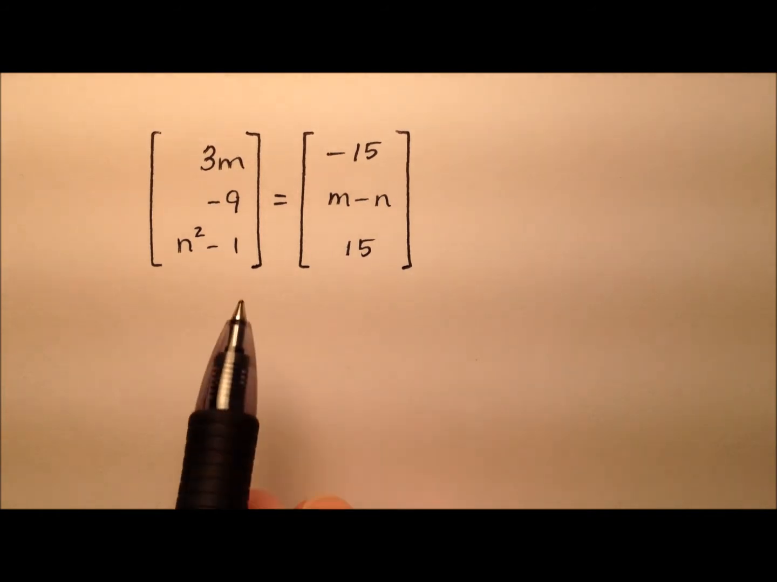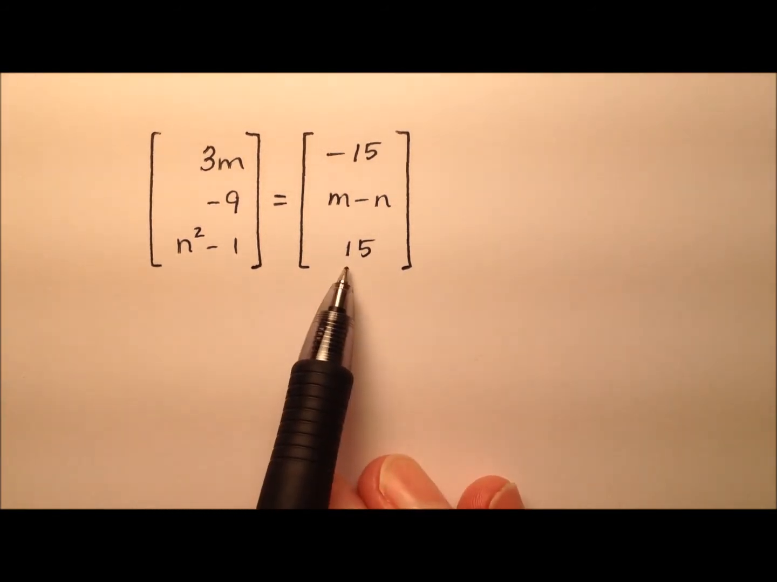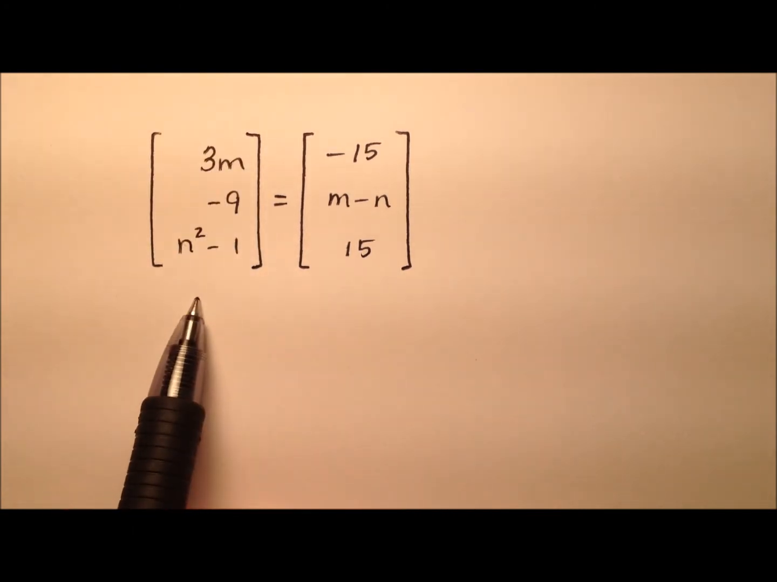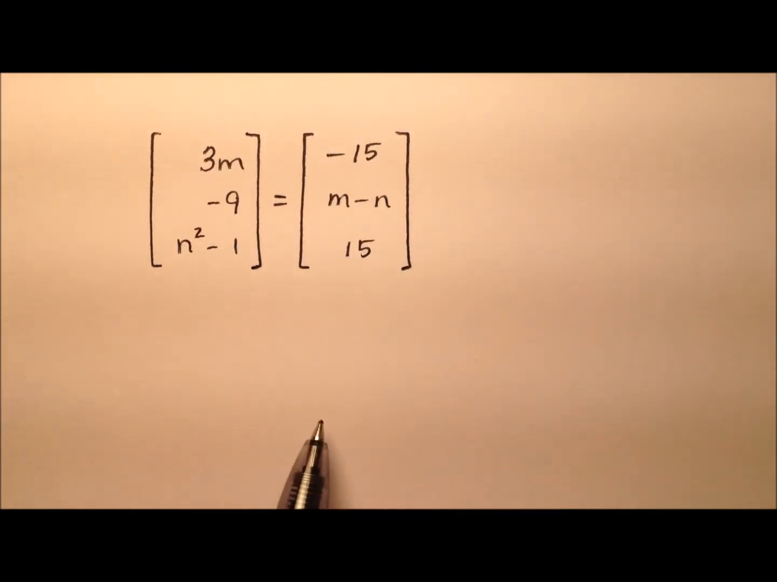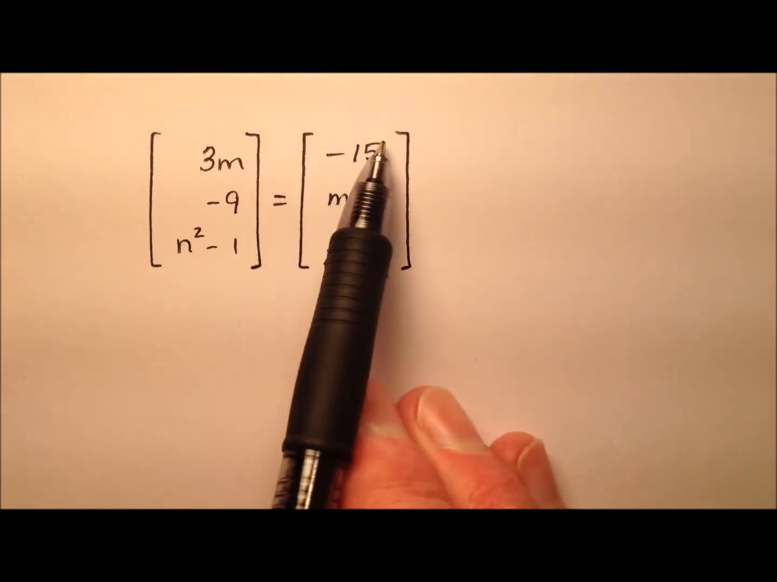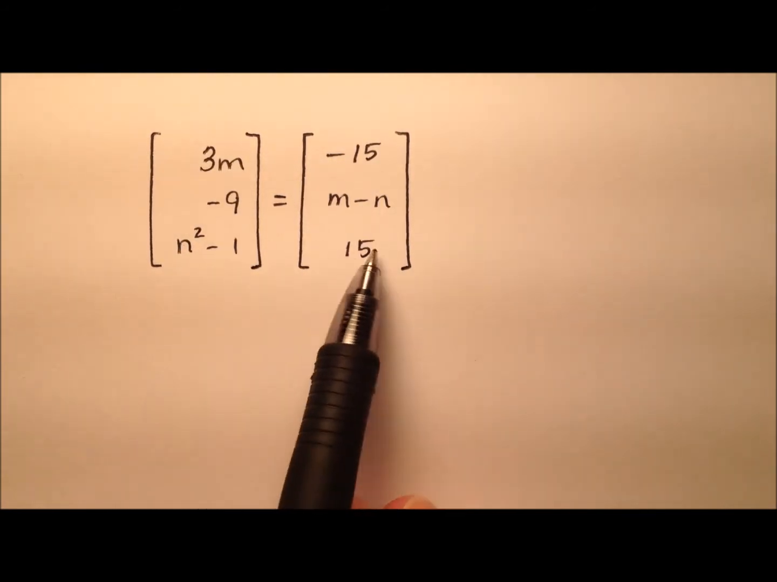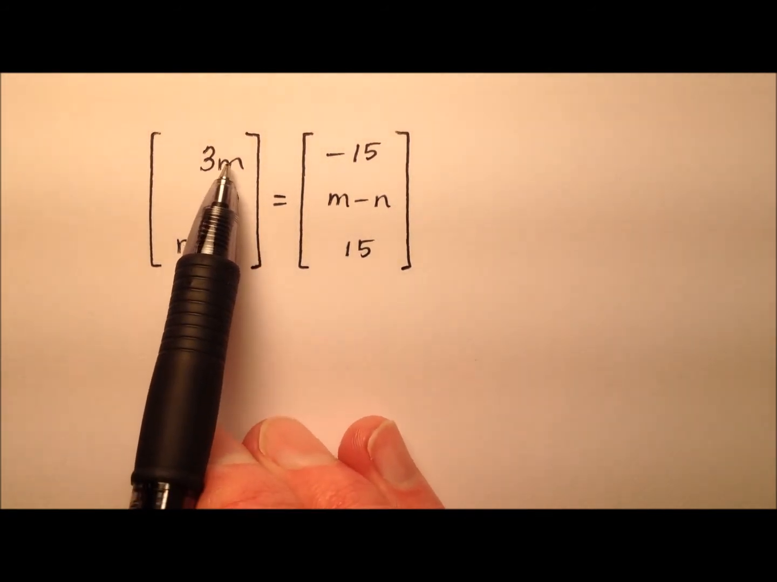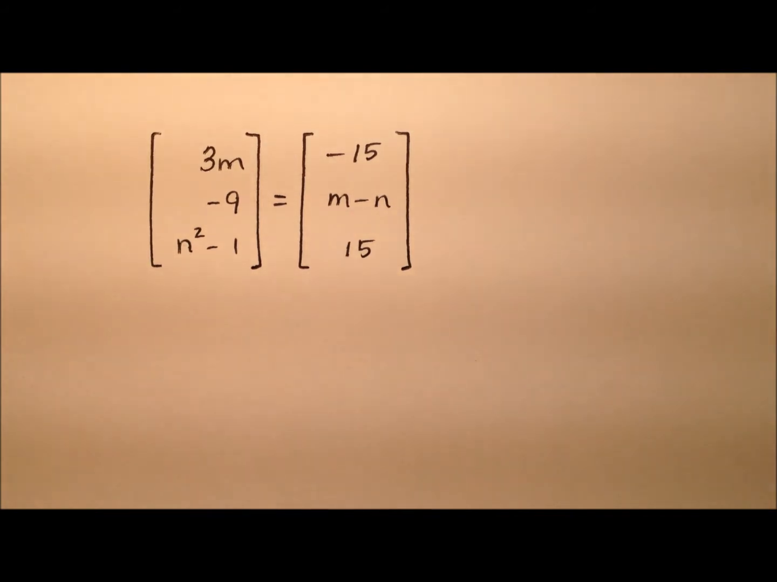In this example, we have ourselves a couple of 3 by 1 matrices. So each matrix has 3 rows and a single column. And they are equivalent matrices, which means that their corresponding entries are going to be equal to one another. So it looks like we have a couple of variables, m and n, and I would like to find the values for m and n that make this equation true.